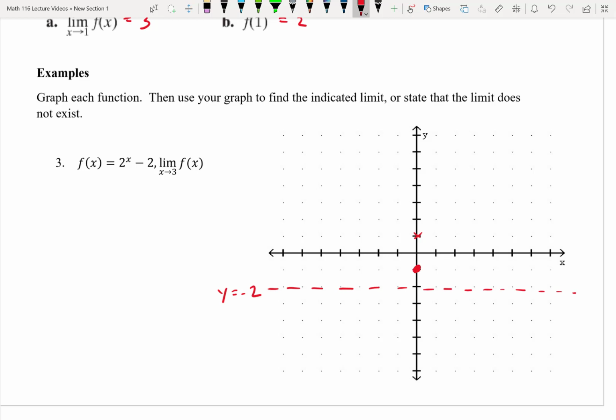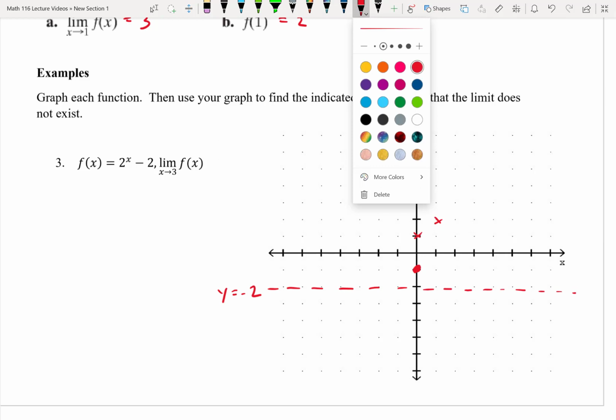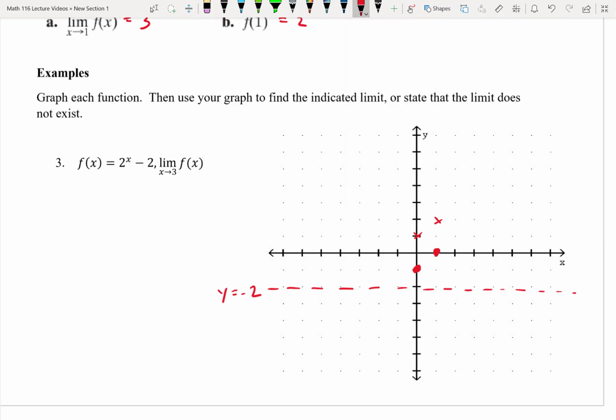And then normally exponential functions have a y-intercept of 0, 1, but that's been shifted down 2. It's now going to be at 0, negative 1. 1, 2 would have been on the graph. I shift that down 2. So it'll be 2, 0. And just to plug in 3, 2 cubed minus 2 is 6.